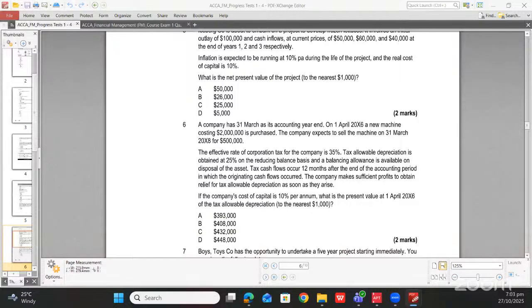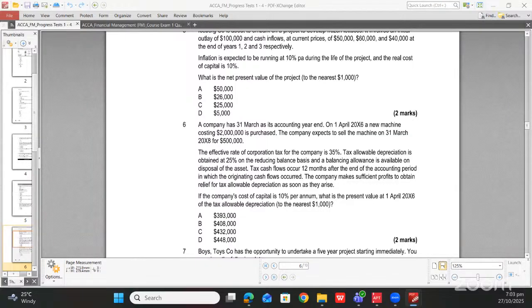We know we have some capital allowance to work out, right? But this one is not difficult. It says if the company's cost of capital is 10%, what is the present value at the 1st of April 2026 of the tax allowable depreciation? That's all they want you to focus on. Basically, you pay 2 million for the asset, and then they say 25% tax allowable depreciation. So in the first year, 25% of 2 million, that's it, 500,000. Good to go. And then they say that it's on the reducing balance, and a balancing allowance is available on the disposal.